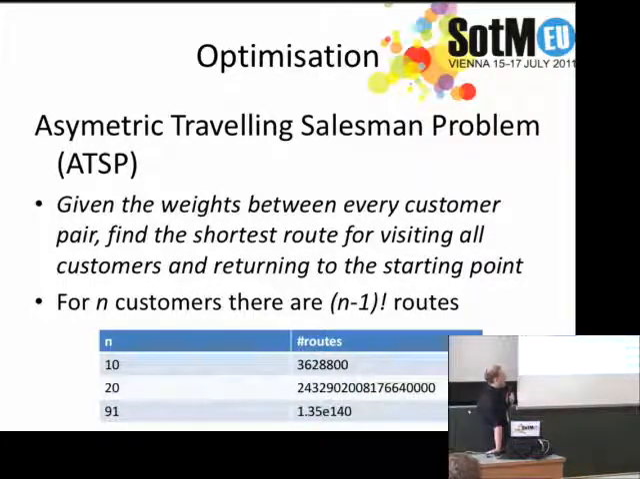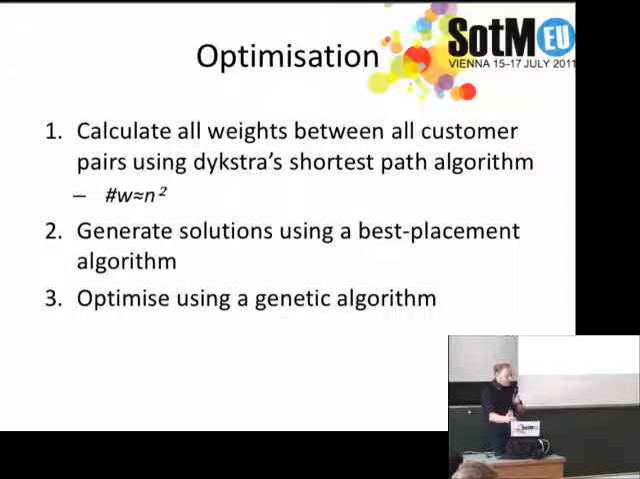And it's not that easy to optimize, especially when you get to a large number of customers. The amount of permutations you can have for the customers are huge. So we have 3 steps to solve this problem. First, we calculate the weight matrix, like InfoWare does. We generate solutions using a best placement algorithm. These solutions are not yet optimized. And then, as a 3rd step, we optimize using a genetic algorithm.